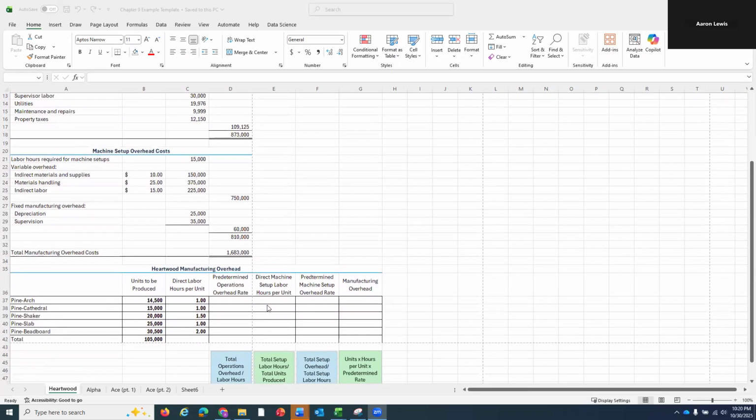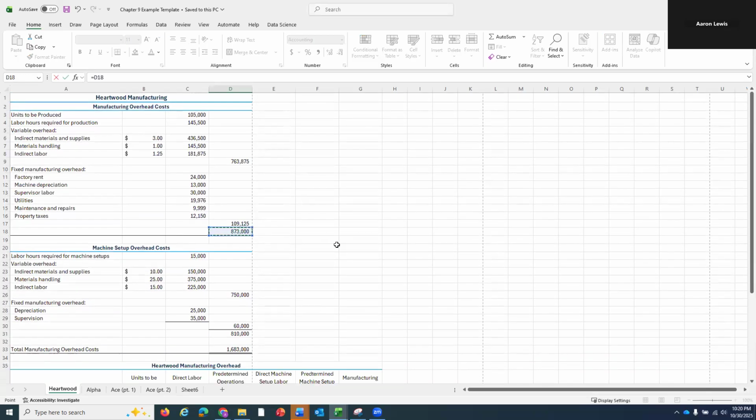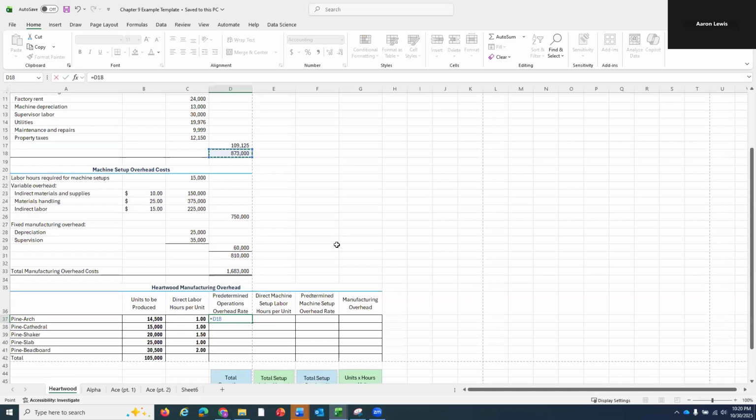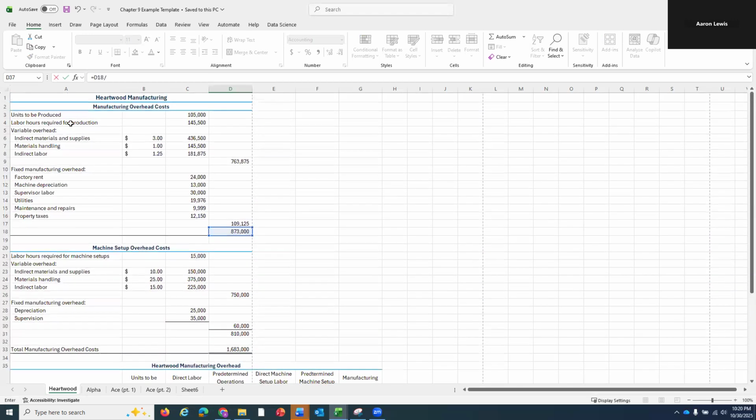So the first thing that I want to do is figure out what my predetermined operations overhead rate is going to be. To do that, I have the formula down on the bottom. We're going to take our total operations overhead and divide it by the direct labor hours needed in production, because direct labor hours is the cost driver for that particular cost pool. So here I can find my total operations overhead. Since this is the operations table, it is going to be the amount that we have there, 873,000, divided by the total quantity of the driver that we're going to put into production. The driver for this is direct labor hours required for production.